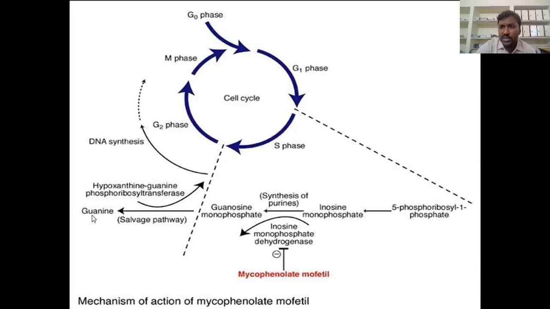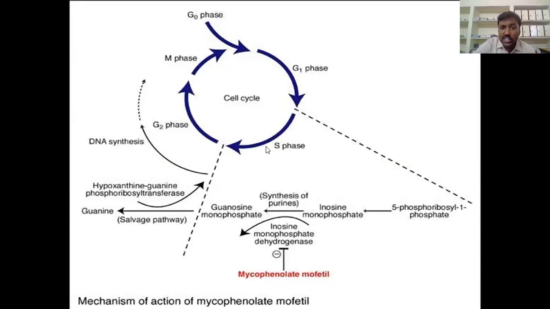You know what guanine is? It is a nucleobase, one of the basic molecules in DNA. That's why guanine enters DNA synthesis, and then enters the cell cycle. So here what we are doing is that mycophenolate mofetil inhibits the inosine monophosphate dehydrogenase enzyme. When the enzyme is inhibited, there is no formation of guanosine monophosphate, no guanine formation, no DNA synthesis, and then no cell cycle.